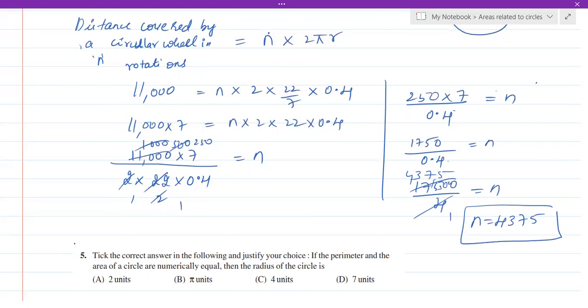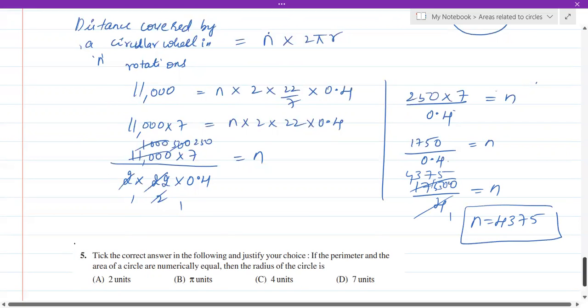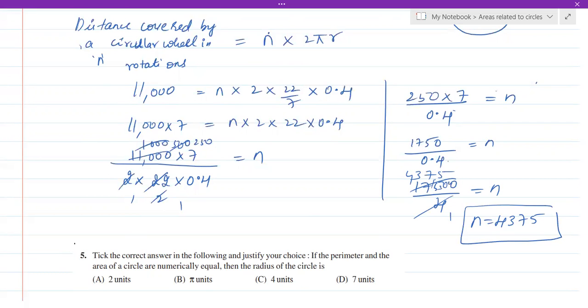The number of revolutions or number of rotations is 4375. And remember, this n value will not come as a decimal. It will always be a natural number. So if you're getting the value as a decimal, then you might have made some mistake.